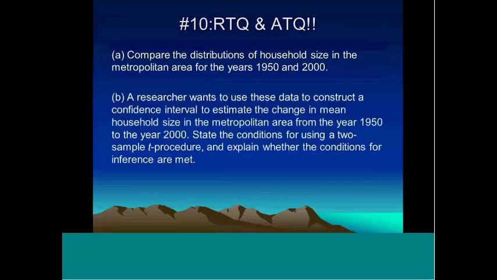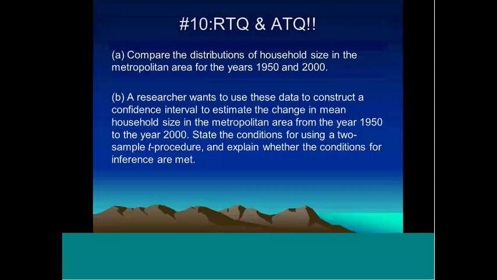And then in Part B, they're asked to talk about conditions for doing a 2-sample T procedure to estimate the change in mean household size with a confidence interval, and then explain whether the conditions are met. So students who are not careful readers actually just stated the conditions. They never saw the explain whether the conditions for inference are met.